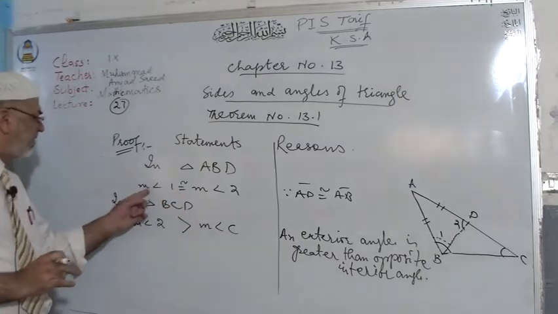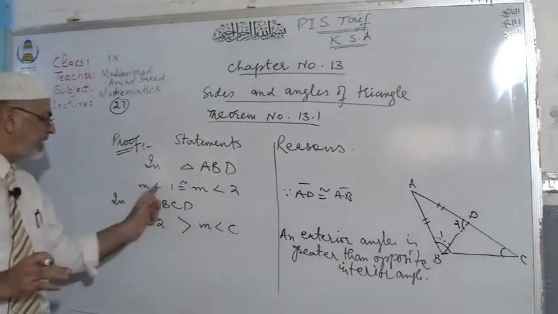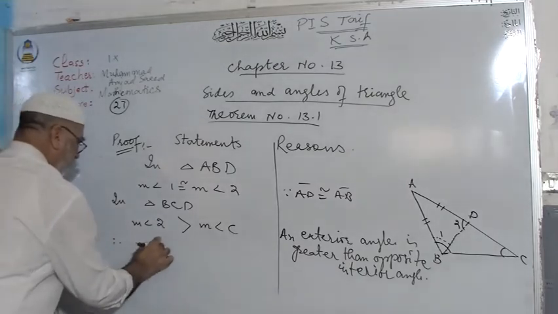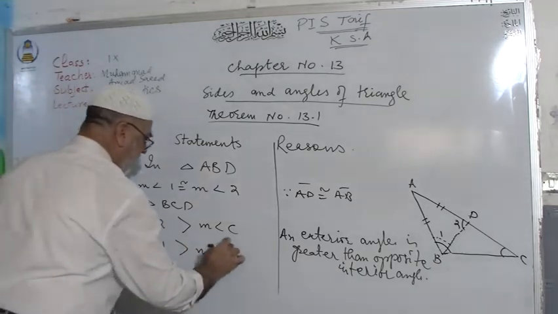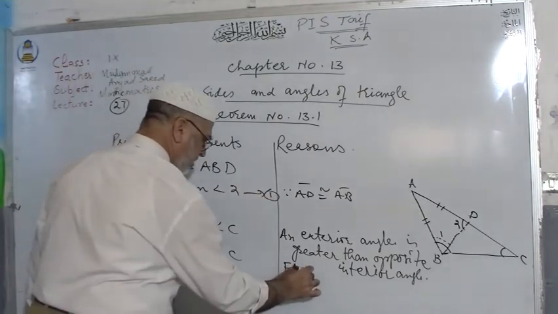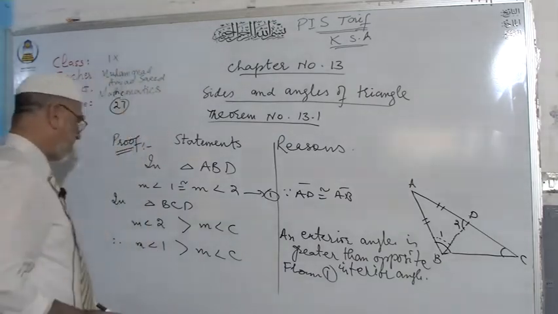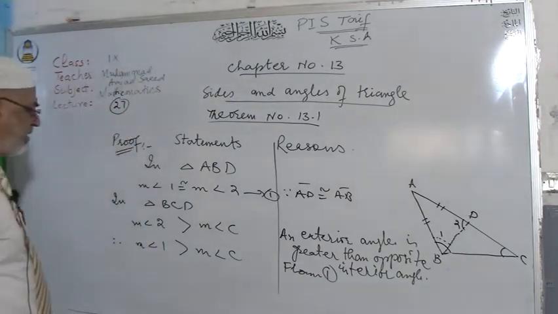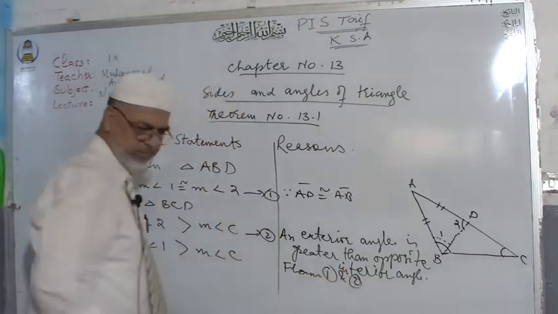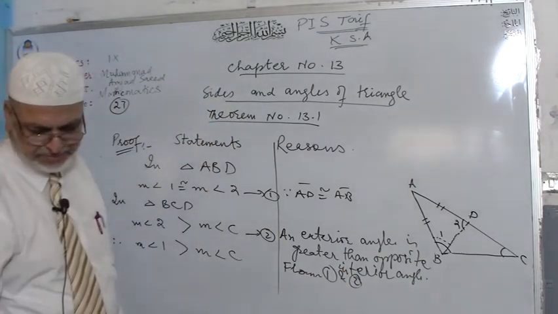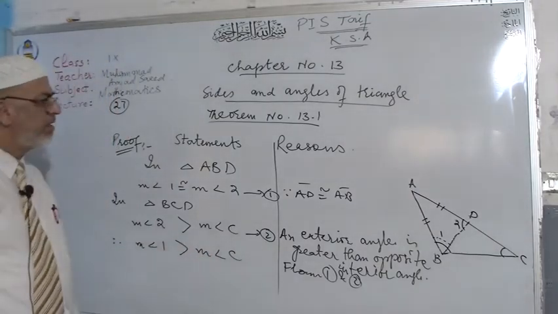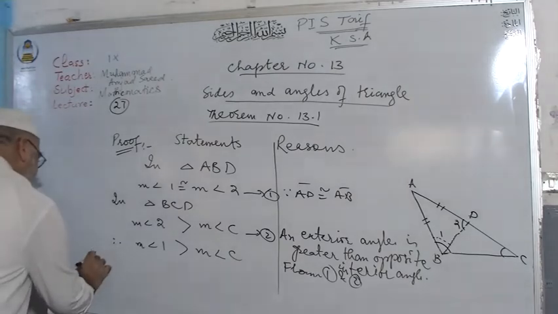C, then definitely 1 is greater than C because both are equal. Therefore, angle 1 is greater than angle C. That is from 1. And this may be 2. From 1 and 2, angle 1 is greater than C.